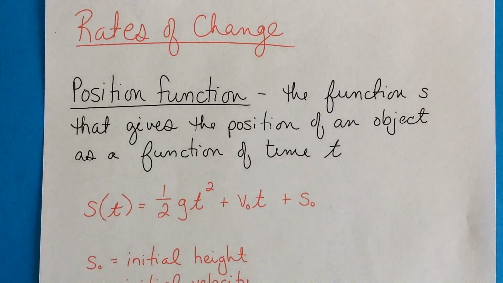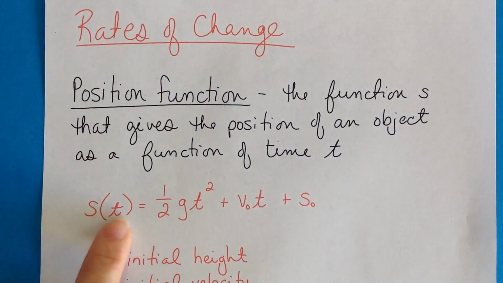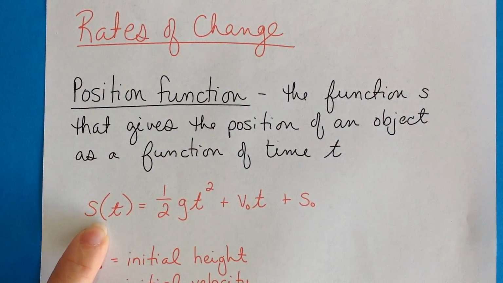All right, now we're going to look at an application that you have with derivatives that concerns rates of change. First of all, talking about the position function, so just the position of an object. So the function s that gives the position of an object as a function of time t. That just means when they say a function of s, if you'll notice here, that's what they use when they're using their function notation.